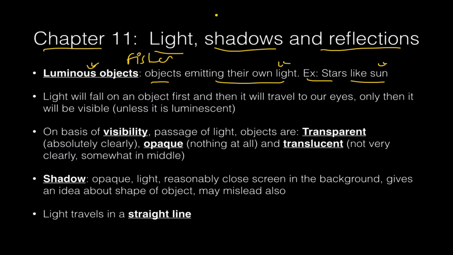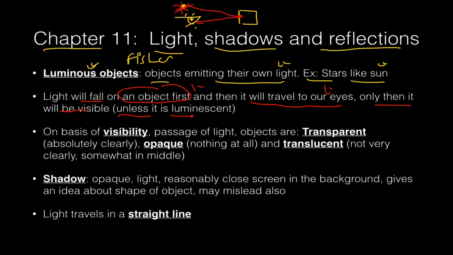Now let's say if you close all the lights right now in your room and it's extremely dark, pitch dark, you're not able to see a thing. But as soon as you turn on the light, you are able to see things, because let's say this is a light source and this is an object and this is your eye. I'm very bad at drawing, so anyway, just focus here. So the light will travel from this point and it will touch it, and then it will hit your eye, and then you are able to see. So if this light source is not there, this path gets broken and you are not able to see. So light will fall on an object first and then it will travel to your eyes. Is that understood? And only then it will be visible, unless it is luminescent on its own.